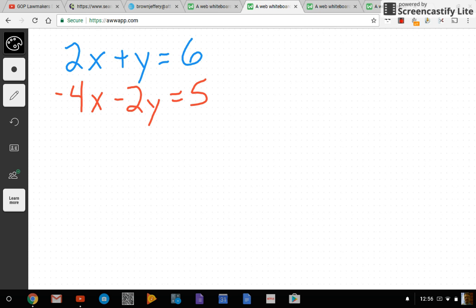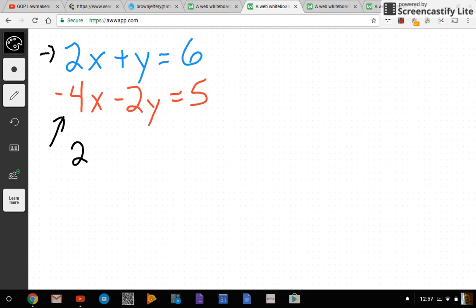Well, right here, that is a negative 4x, and this one is a positive 2. Well, using the old multiplication, I know that I can multiply 2 times 2 and get 4. And it would be a positive 4x and a negative 4x. So that would be easy to wipe those out, which is what I'm looking for. I'm looking to eliminate a variable. So that's what I'm going to do.